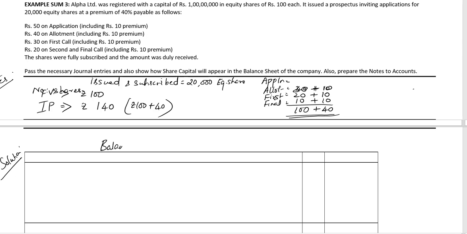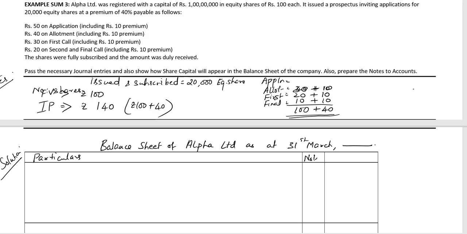Balance sheet of Alpha Limited as at 31st March. The year is not specified, so we'll put a dash. We have particulars. The second column being the note number and the last column rupees. The first part of the balance sheet is equity and liabilities.